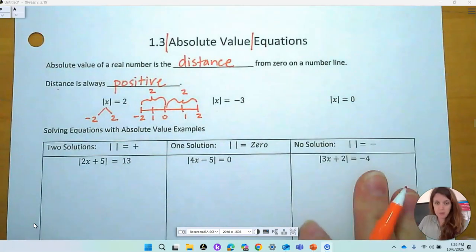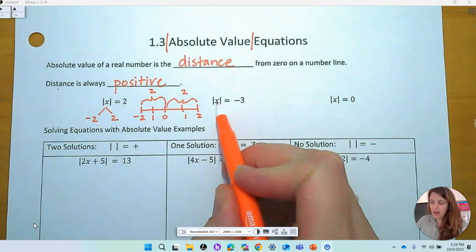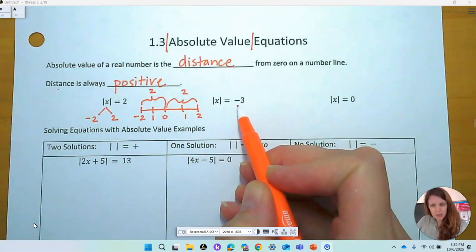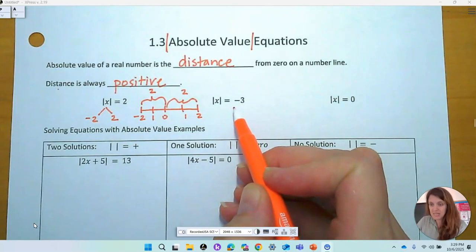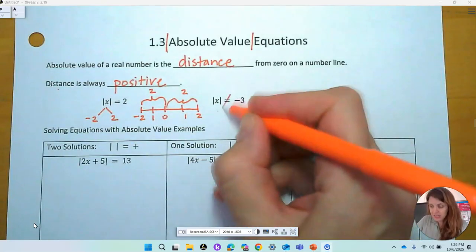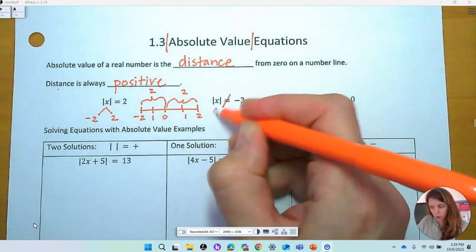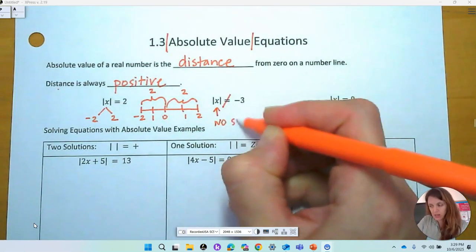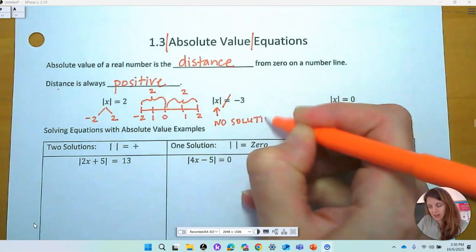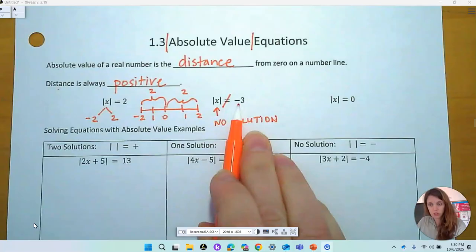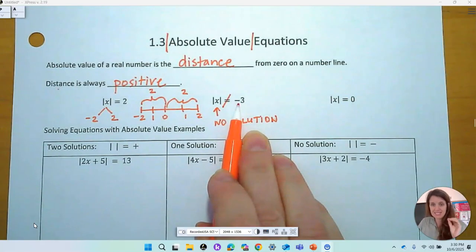For this option over here, we see the absolute value of x is equal to -3. And like I just said, absolute value cannot be negative. So this equation cannot be true. There is no number or no solution that will work in this problem. There is no number that the absolute value is equal to a negative number, because absolute value has to be positive. Distance is always positive.